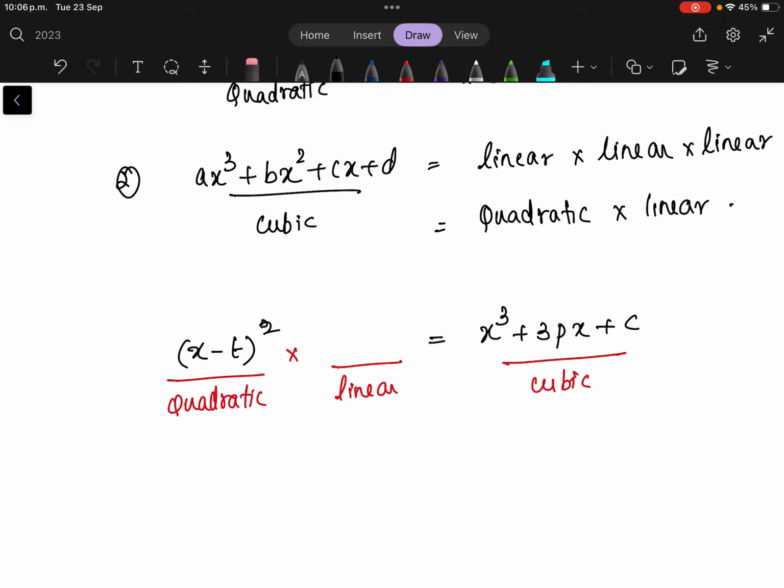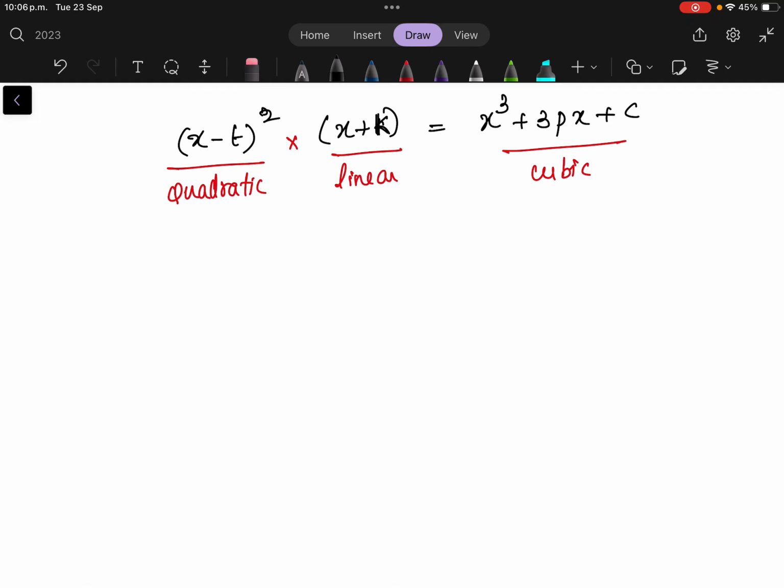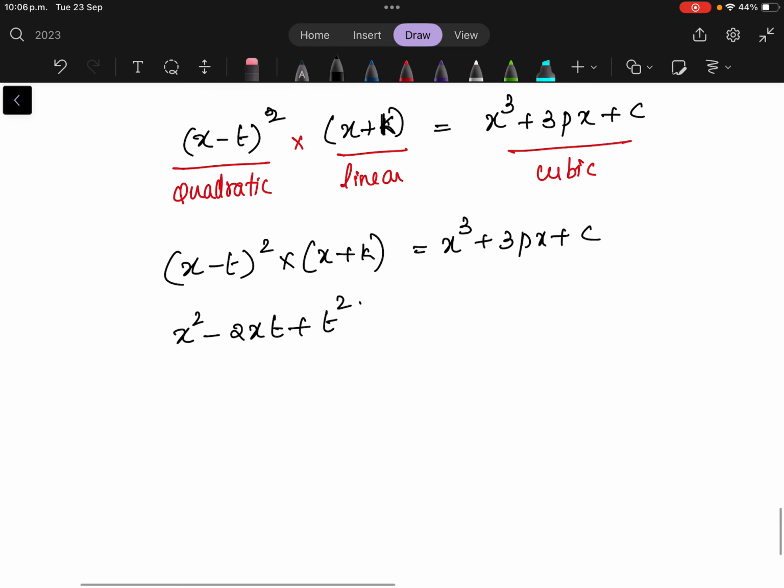So for that term, you can write it as x + k. I'm just introducing a new variable called k. Now it is mostly simplification, so let me write it once again: (x − t)² times (x + k) is equal to x³ + 3px + c. Now we know how to do that. You expand this, so that will be (x² − 2xt + t²) multiplied by (x + k) is equal to x³ + 3px + c.